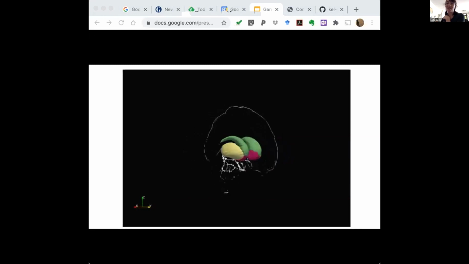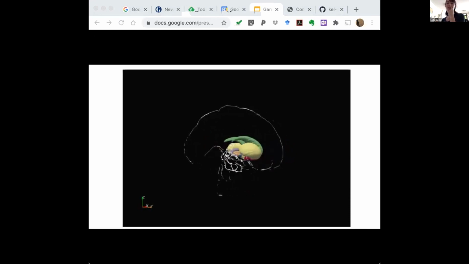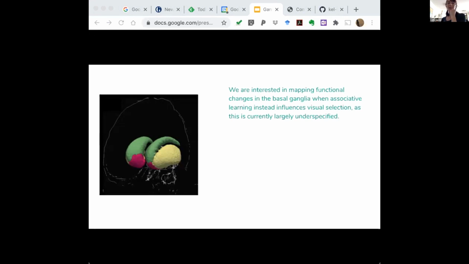So this is the human basal ganglia. This collection of nuclei have been strongly implicated in the influence of associative learning on action selection. So we're interested in mapping the functional changes in the basal ganglia when associative learning instead influences visual selection, as this is currently largely underspecified.